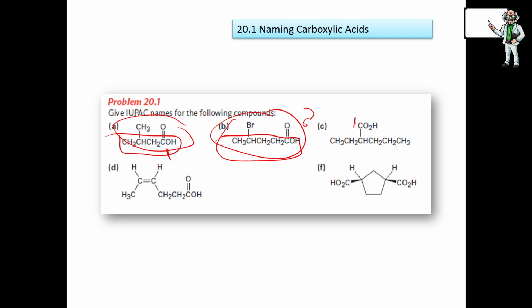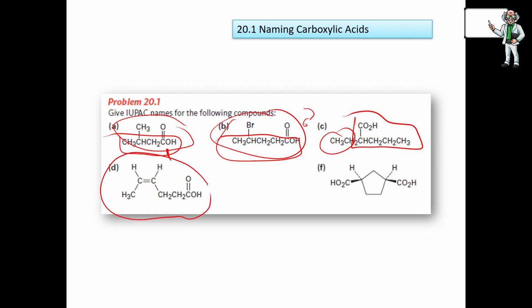This one, the main chain will be this. Remember, it has to be the longest chain of carbons that contains the carboxylic acid. It will be this: 1, 2, 3, 4, 5, pentanoic acid, and then we put the substituent, this ethyl in position 2, so 2-ethyl pentanoic acid.